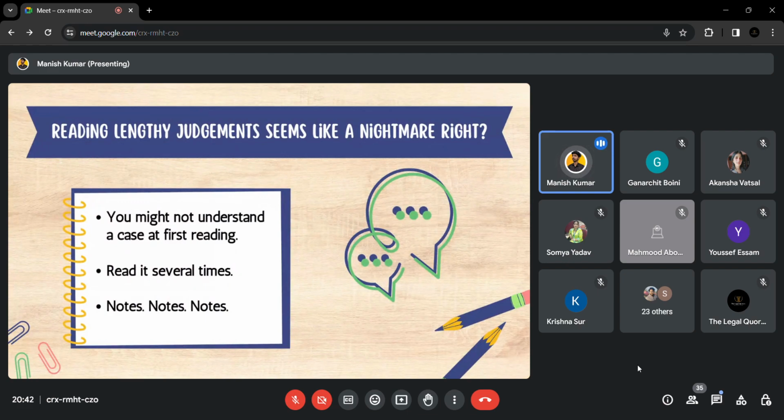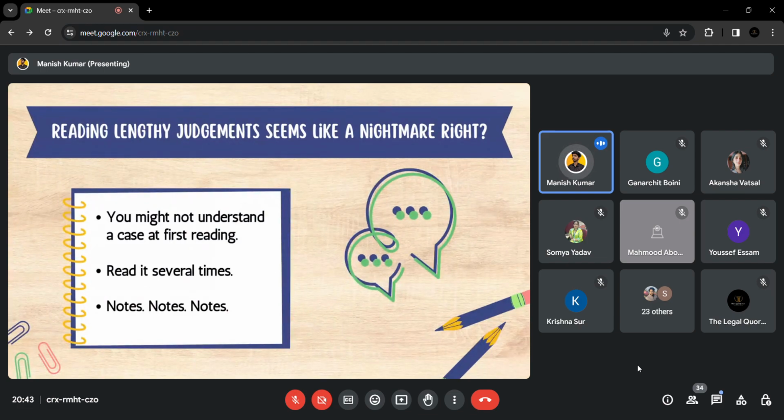You need to accept the fact that judgments are written in complex language, with a lot of legal jargon and legal maxims. So it is quite difficult to understand the case in its entirety at first reading. You need to read it several times, maybe twice, maybe thrice, or even more. And the most important thing is that it is a human tendency: whenever we read lengthy text or judgments, we tend to forget what we read earlier.